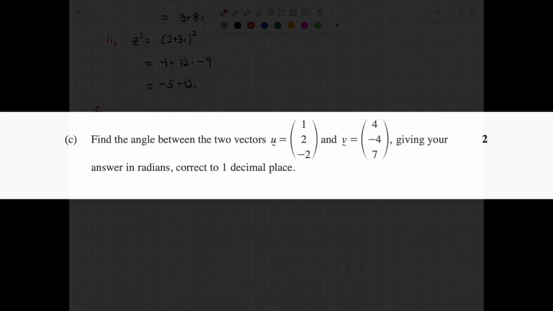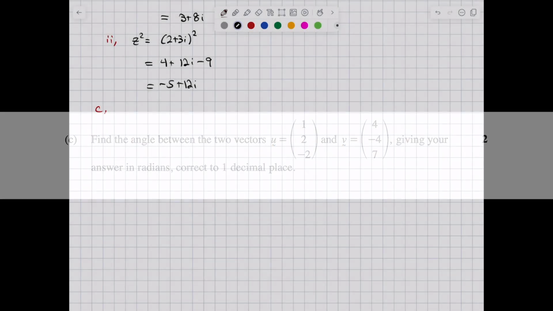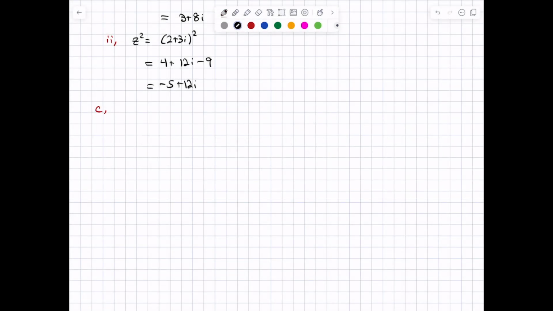Part C. Find the angle between the two vectors u, which is 1, 2, negative 2, and v, 4, negative 4, 7, giving your answer in radians correct to 1 decimal place. Okay, so when I want to find the angle between two vectors, I'm going to appeal to the dot product, because the dot product, u dot v, is equal to the length of u times the length of v times cos theta. So I'm involving the angle between the two.